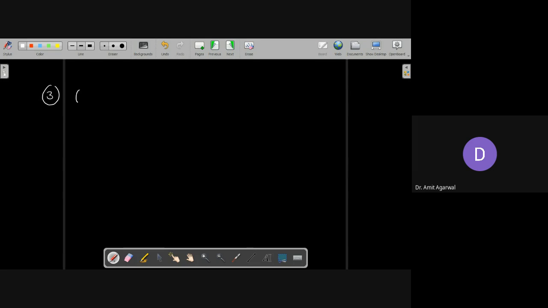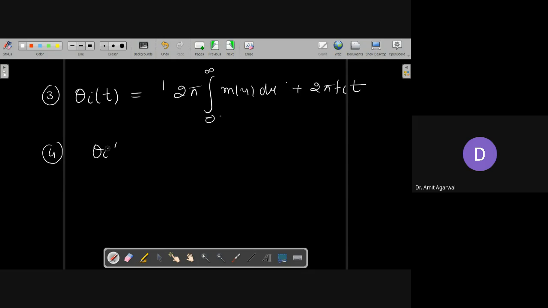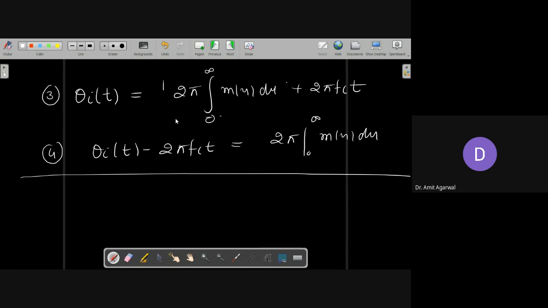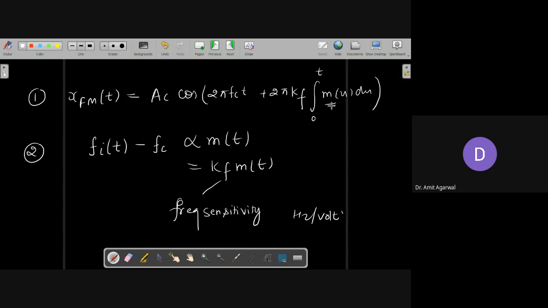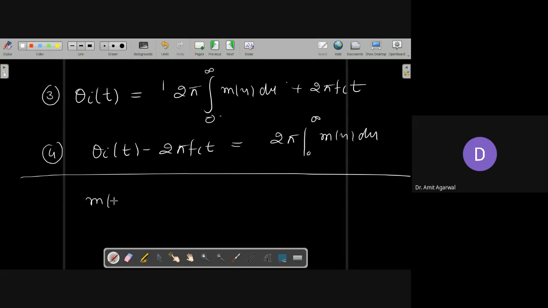Then we have seen that we can evaluate instantaneous phase. This is the instantaneous phase. What is the phase deviation? This is the phase deviation. Then we said this is true for all possible m(t), right? It can be square, it can be sinusoidal, anything. But next we said, for a particular scenario, when your message signal is a sinusoidal signal.